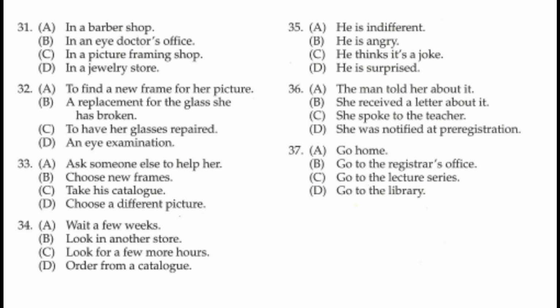Number 36. How did the woman know about the course selection requirement? Number 37. What will the two people probably do next? This is the end of Part B. Go on to Part C.